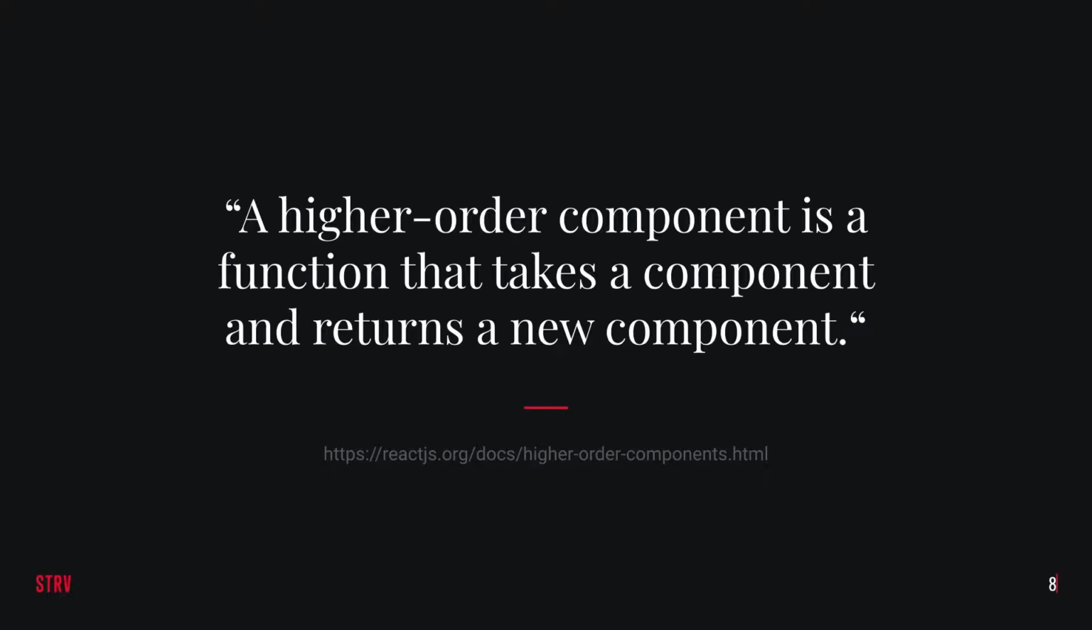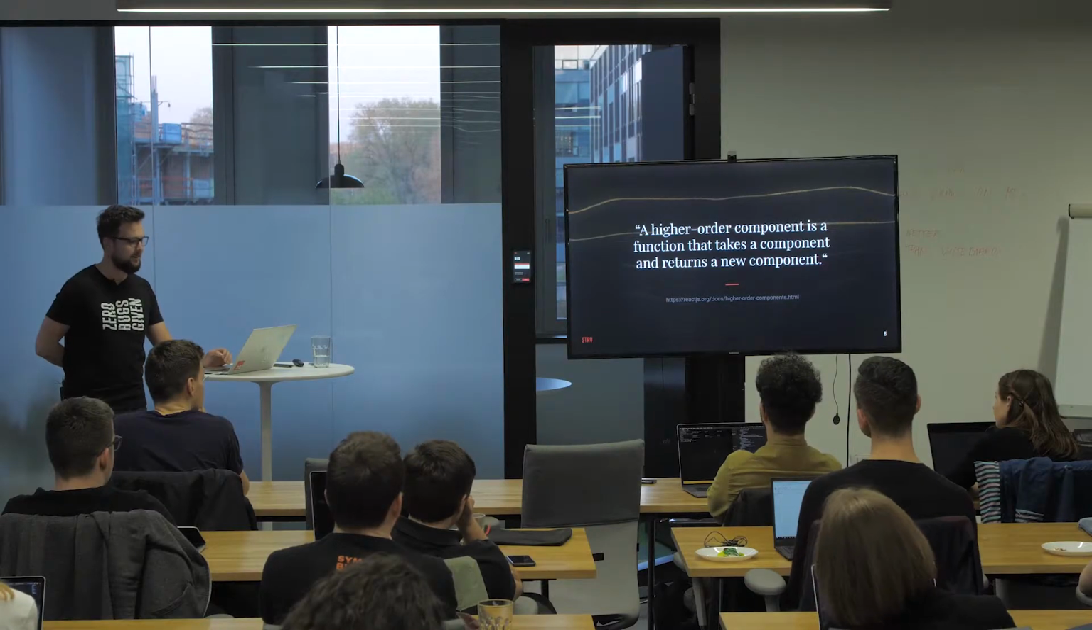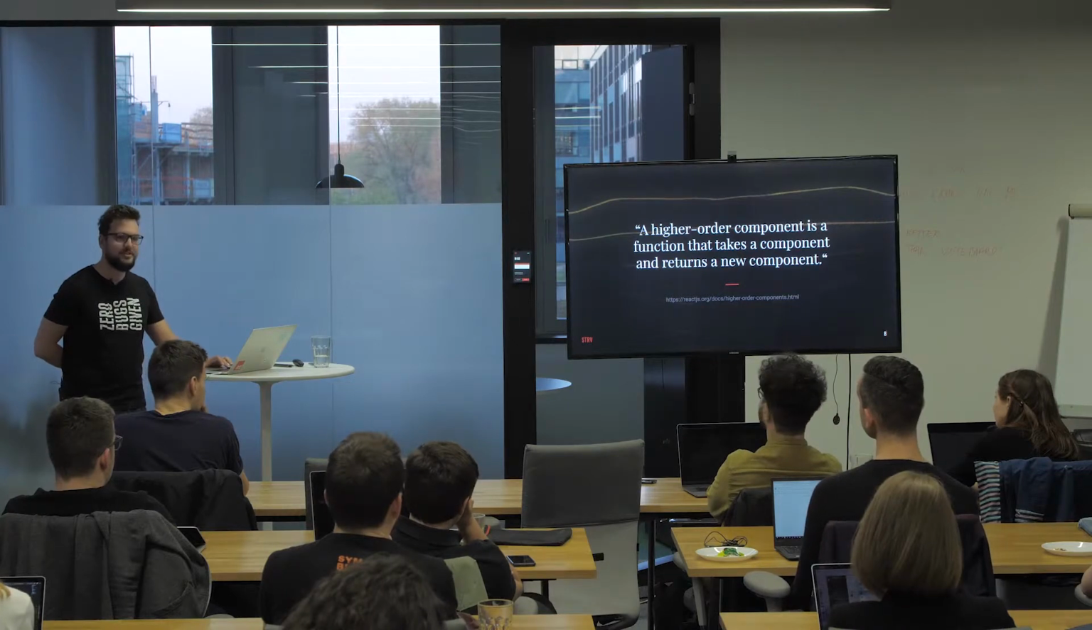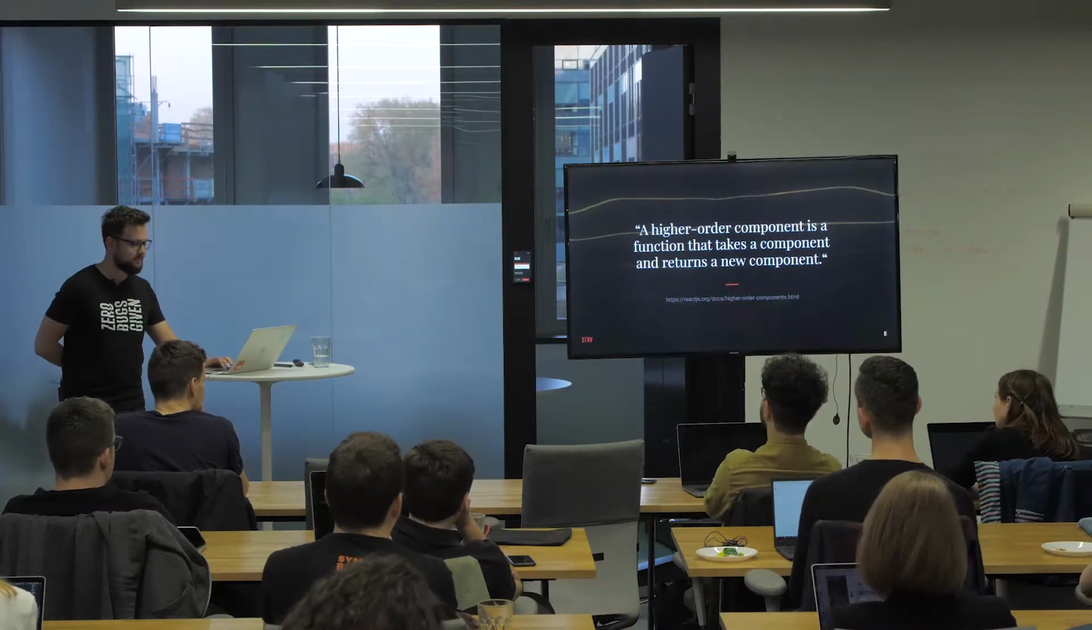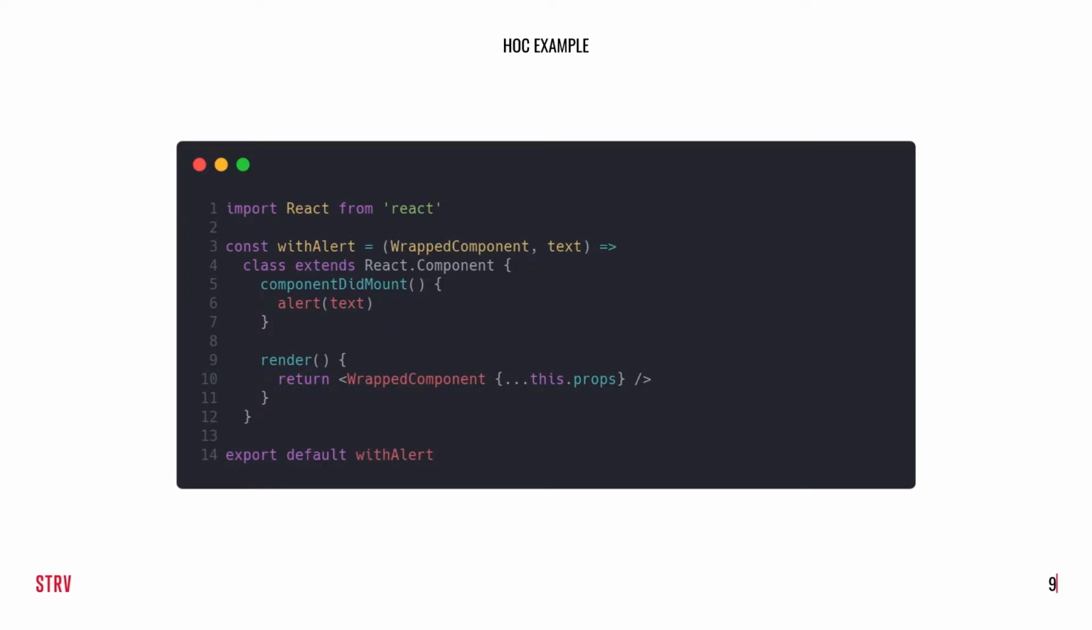This is the definition from the React docs. As you can see, a higher order component is a function that takes a component and returns a new component. It's really similar to higher order functions. And here's an example of a higher order component. This is a really simple component that will only show an alert when your component mounts.